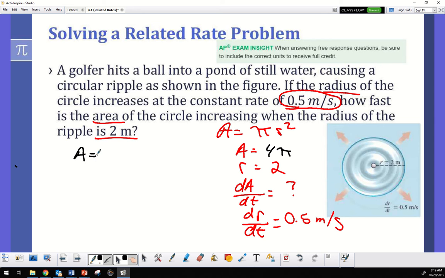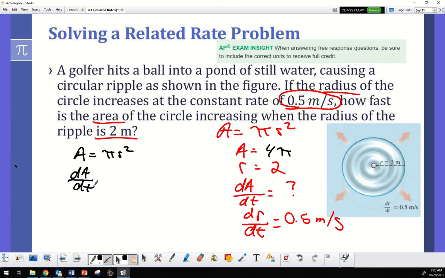So let's take my A. So area is pi r squared. Now let's take the derivative of this. If I take the derivative of A with respect to time, what would I write? dA/dt, very good. So when I take the derivative of A, it's going to be dA/dt, right? Because I took the derivative of something that is not time, right?